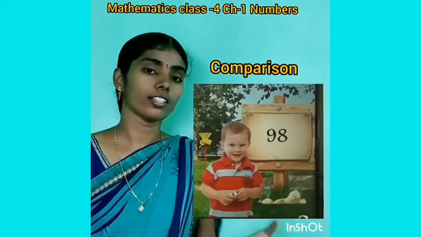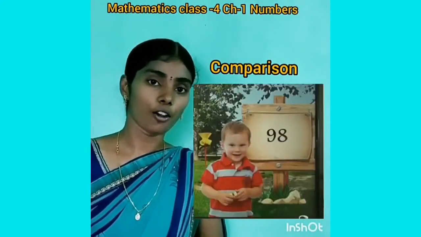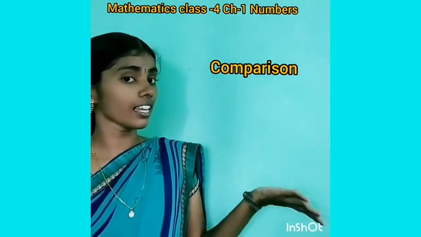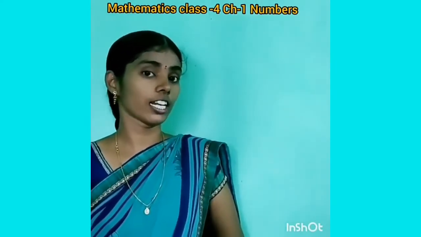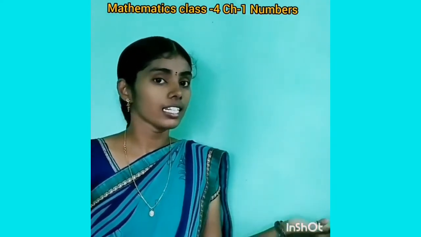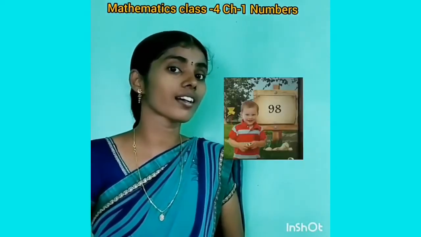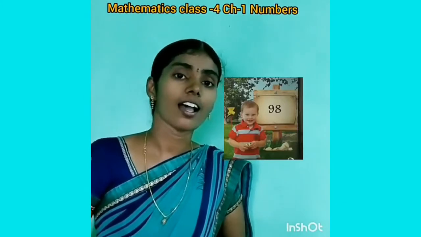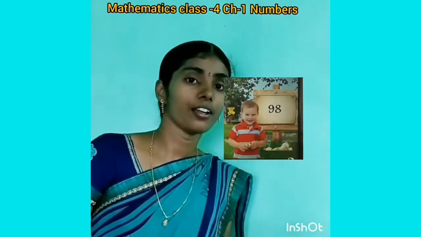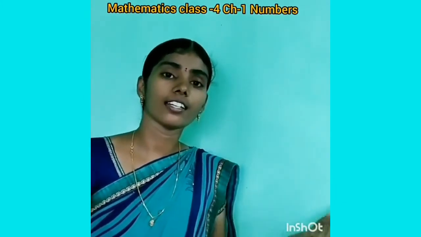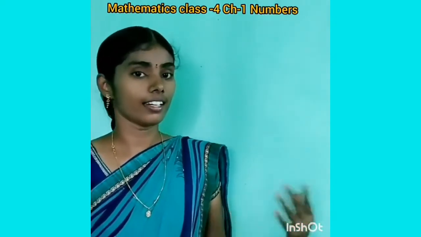Now here you got 98 marks and your friend got 96 marks. So which is the greater number? 98 is greater than 96. So who got the highest marks? That is you. You got higher marks than your friend because 98 is greater than 96.